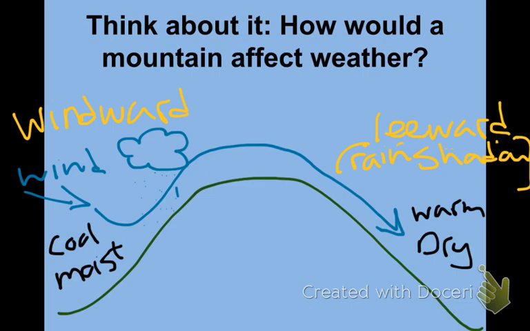So this opposite side is what we call the leeward side. So the side with the wind is windward. The opposite side is called the leeward side. The nickname for the leeward side is the rain shadow because it's in the shadow of the rain. And it's going to be very warm and dry. It's going to be more like a desert-like condition.